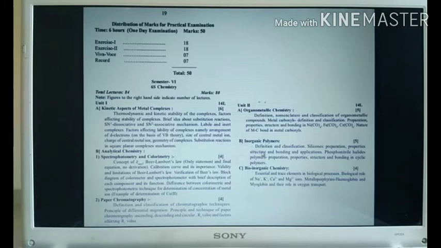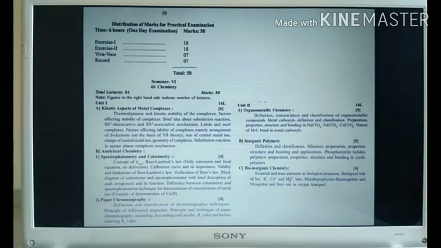Then inorganic polymers, mainly the silicones: their preparation, properties, structure and bonding, and most importantly, their applications, that we will discuss in this unit. And then phosphonitrilic halide polymers with their preparation, properties, structure and bonding. So you have silicones as an inorganic polymer, and phosphonitrilic halides as an inorganic polymer, and we will study their preparation, structure and bonding.